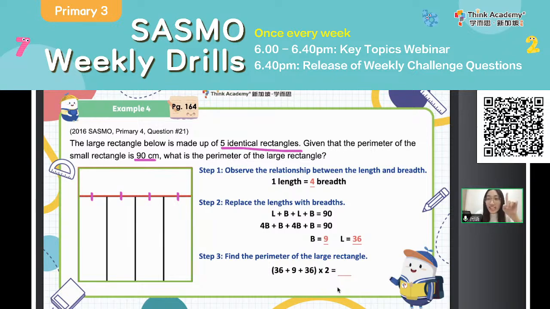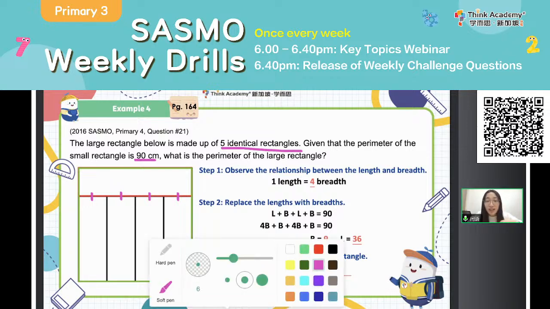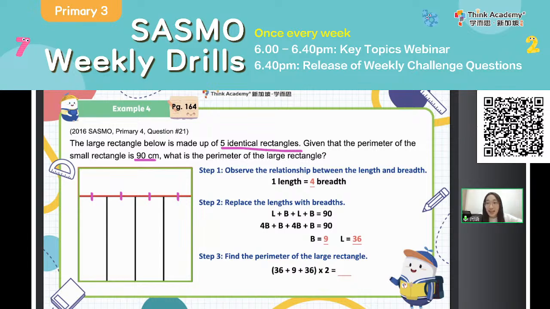But can we just say, okay, that is 9 plus 36, and then times 2? Cannot. Okay, again, everyone, you try to figure out the large rectangle. So now again, pay attention to the green part.